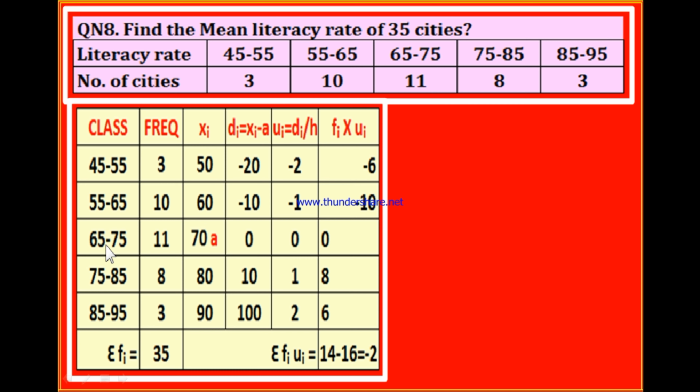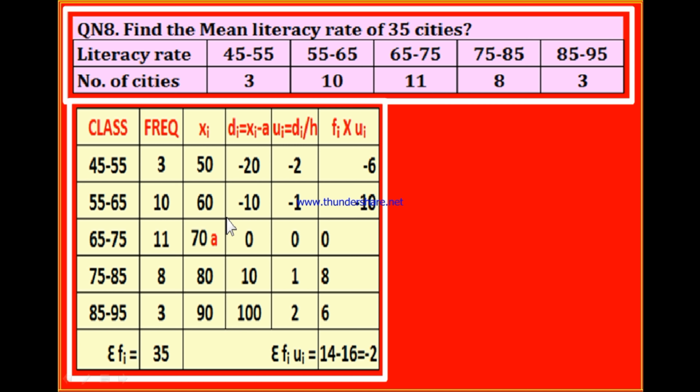For the class 65 to 75, xi is 70 and a is also 70. Then what is 70 minus 70? You get 0. For this class xi is 80 and a is 70. Then what is 80 minus 70? This is 10. For this class xi is 90 and a is 70. What is 90 minus 70? 90 minus 70 is 20. Please correct this. This is not 100. It is 20 only.